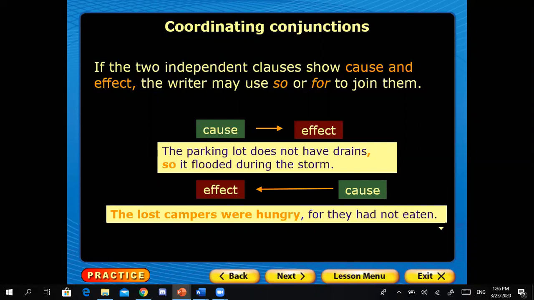The lost campers were hungry, for they had not eaten. So the second sentence now is the cause, and the first sentence is the effect. They are both now using cause and effect to show a complete point. We're going to discuss your point tomorrow, Mu'taz, Inshallah.